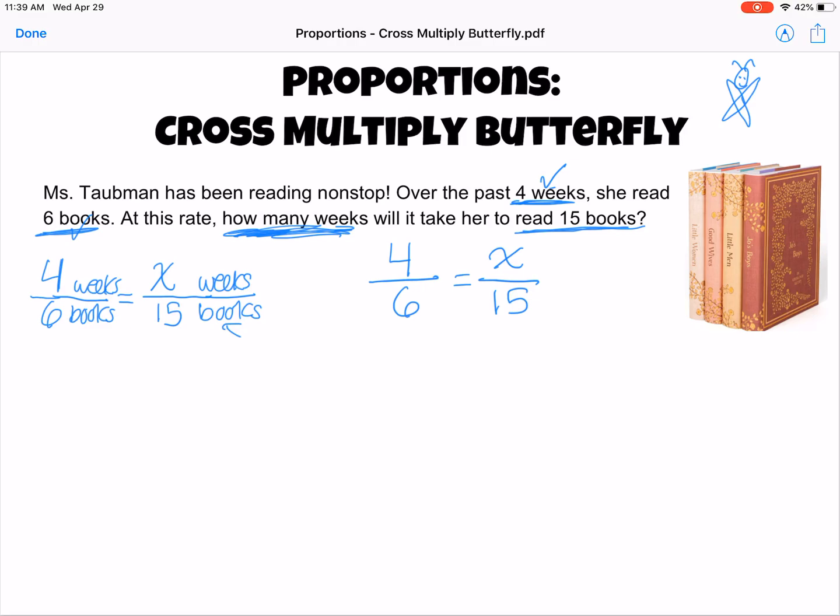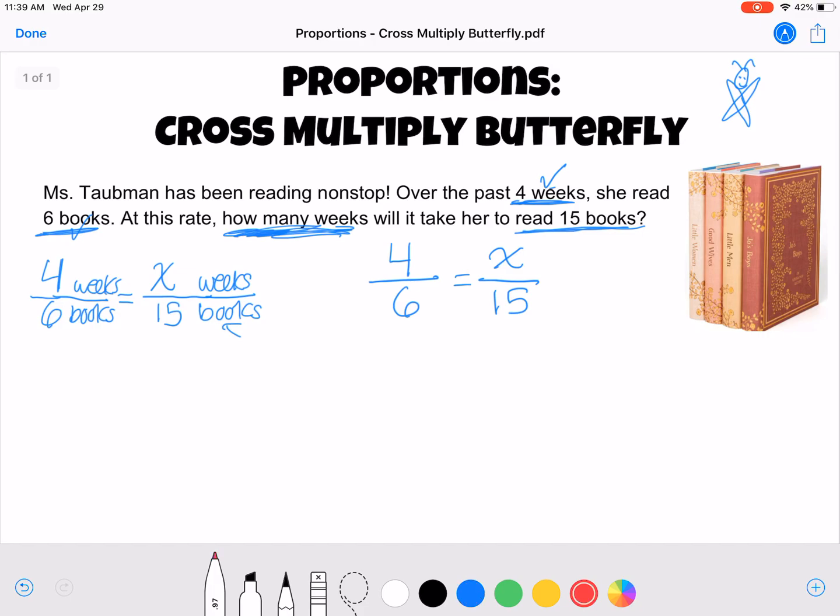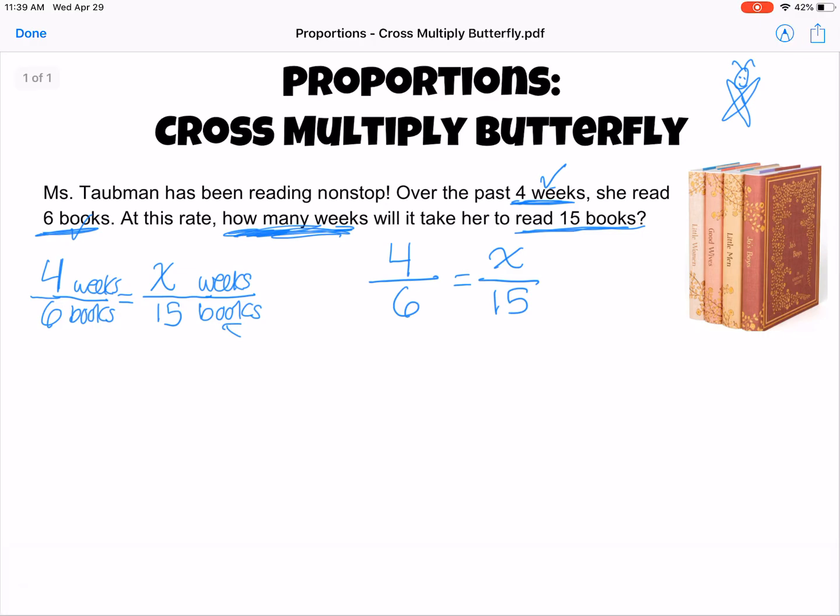All right, once you have this proportion written, remember that in order to solve it, we're going to draw our butterfly and we're going to multiply those wings. So I'm going to draw one wing here. Remember, it's getting my 6 and my x and our other wing here, and that kind of grabs our 4 and our 15. Add your little face, give it some flair. There we go. And now I'm going to multiply those wings.